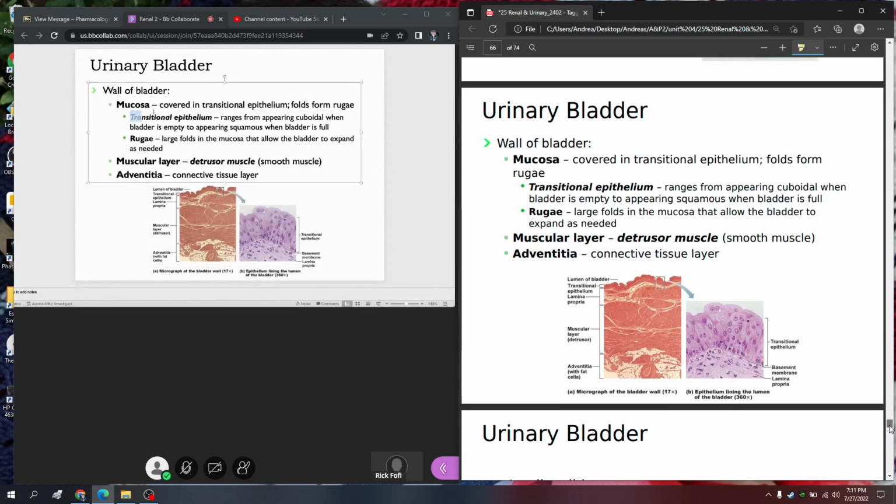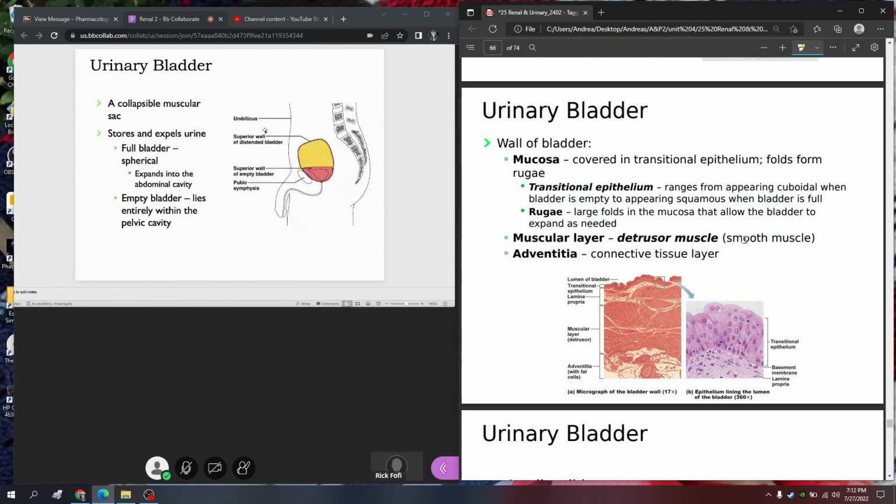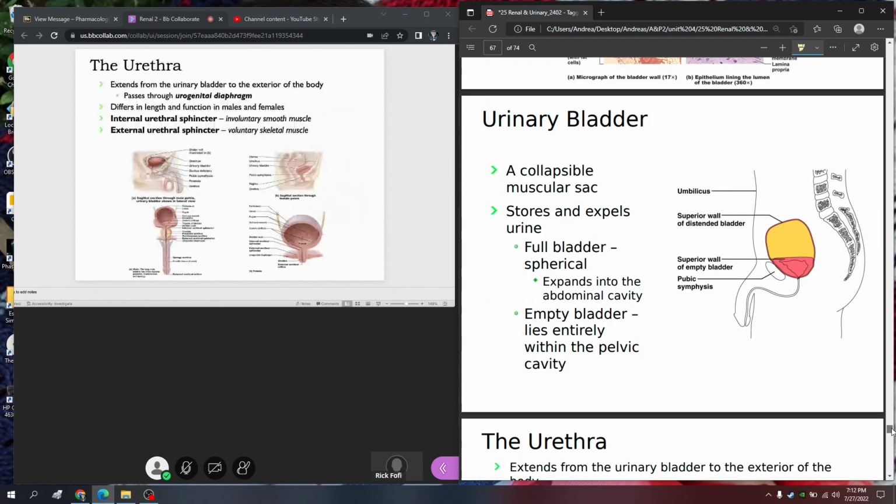You may have remembered this from AMP1: the bladder is one of those rare things where we have transitional epithelium. Again, not a big deal. I'm not going to ask you that. All right. And then, of course, the bladder. Simple. I'm not going to go down.